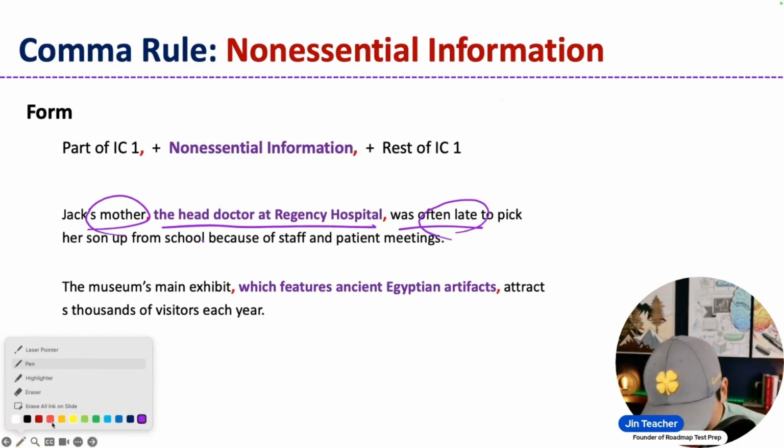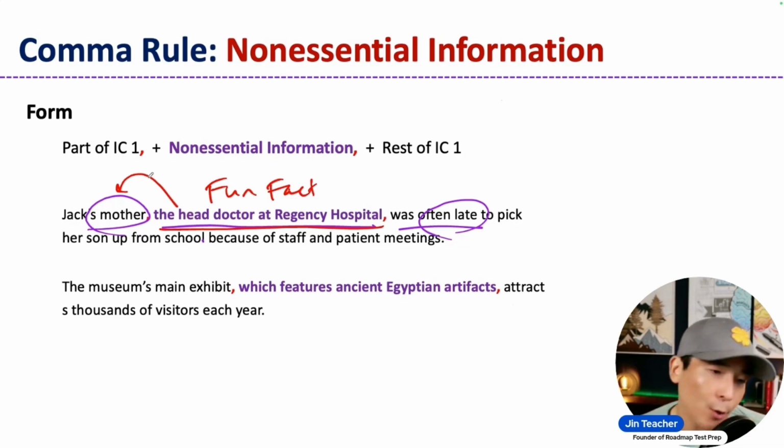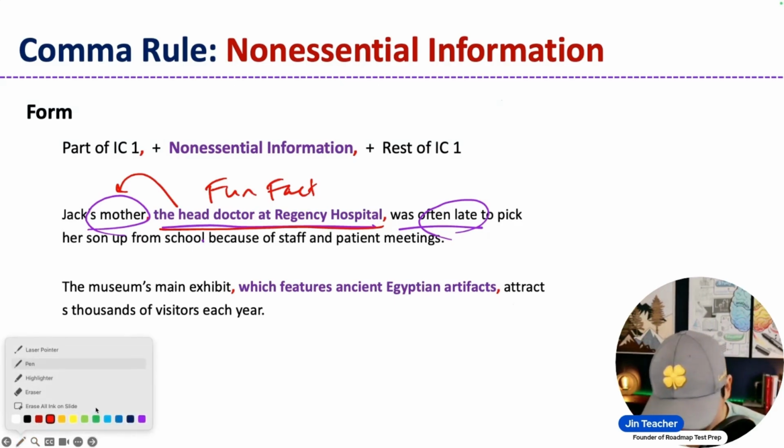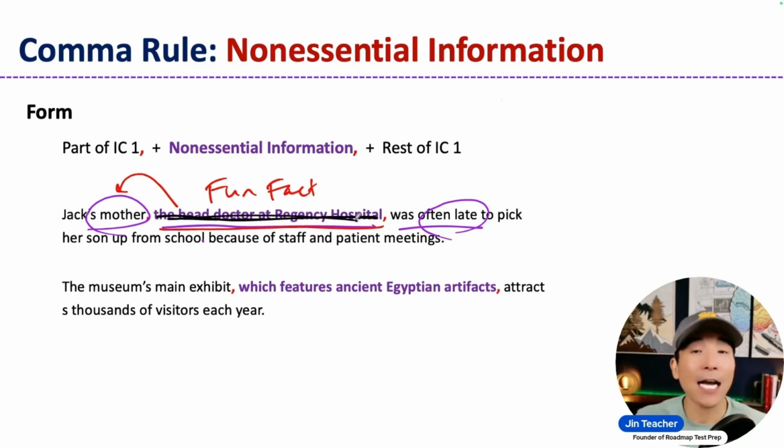So can you see how the head doctor at Regency Hospital just provides a fun fact about Jack's mother, right? She was the head doctor at Regency Hospital. But it's not necessary for us to understand the meaning of the sentence, because the core meaning is that she was late to pick her son up. So, non-essential. Now that the meaning still remains the same, we can definitely say this is non-essential information. That's how you tell technically whether something is non-essential.